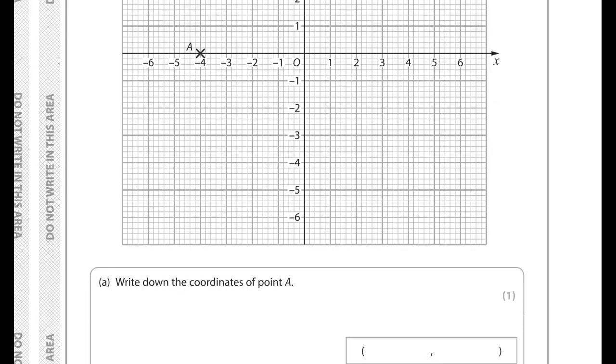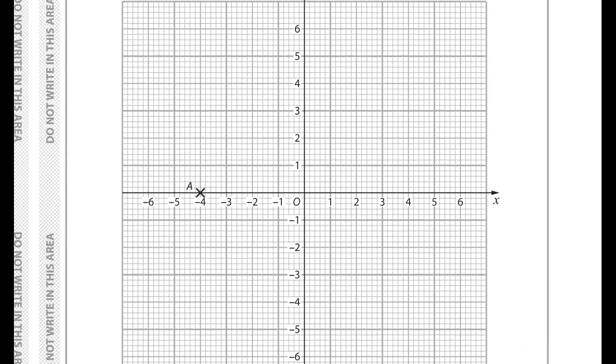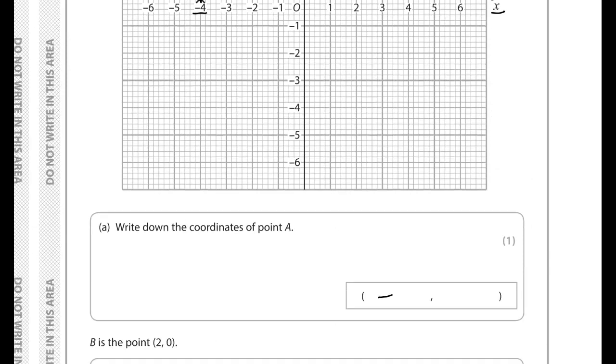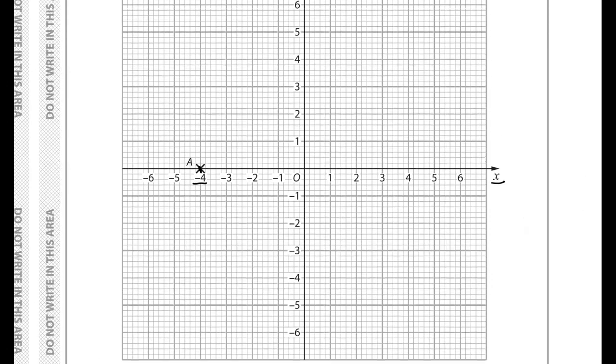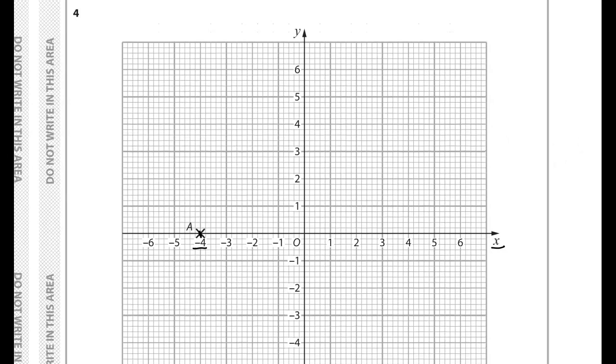Write down the coordinates of point A. Right, so we start with the x-axis. So where in the x-axis is the point? It is here at -4. And then we go to the y-axis. So where is this in the y-axis? And that is at 0.